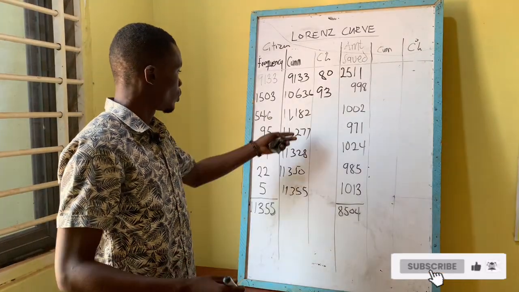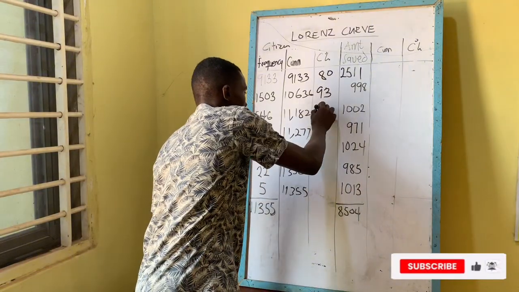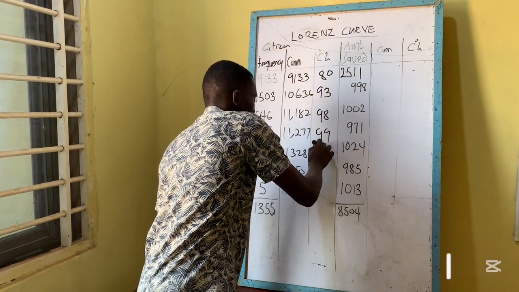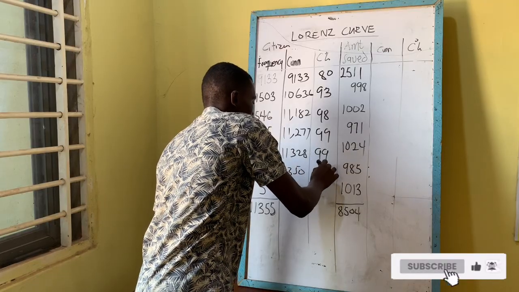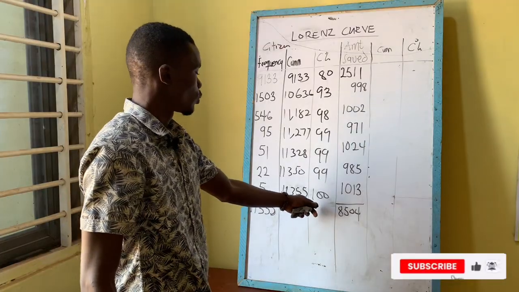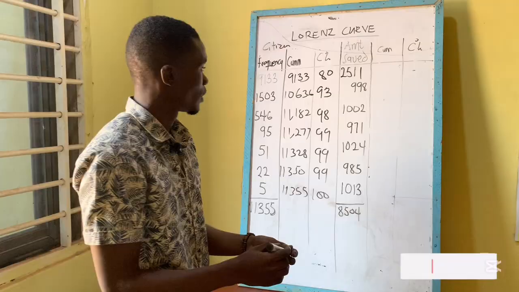So we will do the same for the rest of the figures. The next one will give you 98, followed by 99, then you add another 99, another 99, then the last one is 100. And the last one is always supposed to be 100 because we are talking about percentage up here. So you come to the next one.